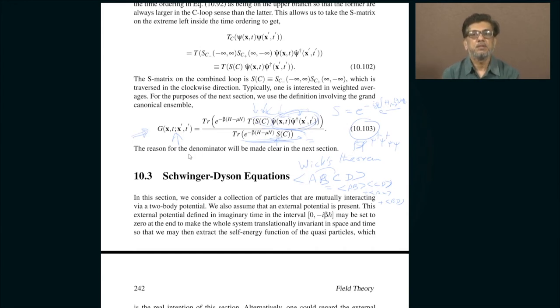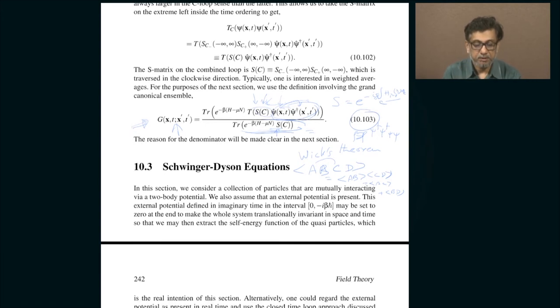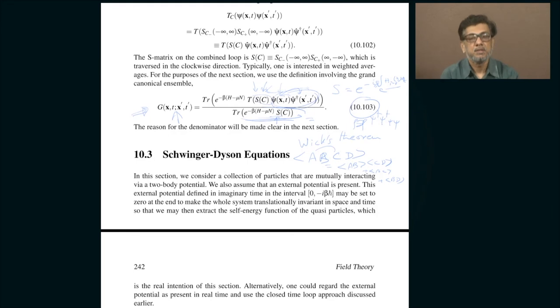So we have to be technically clever also. We have to define the Green's function in a technically clever way so that the equation that you write down for that Green's function will not involve anything other than versions of itself. That is precisely what the Schwinger-Dyson equation is. Basically it's a functional differential equation of the Green's function which involves other versions of itself.